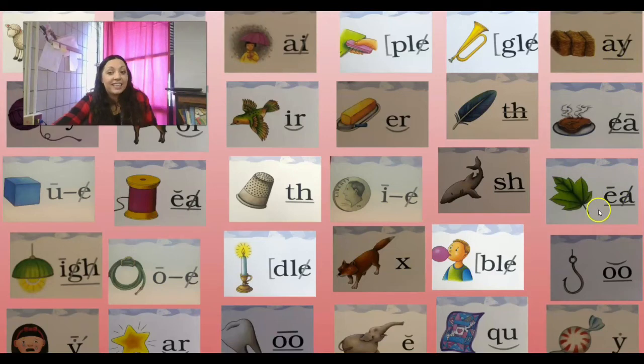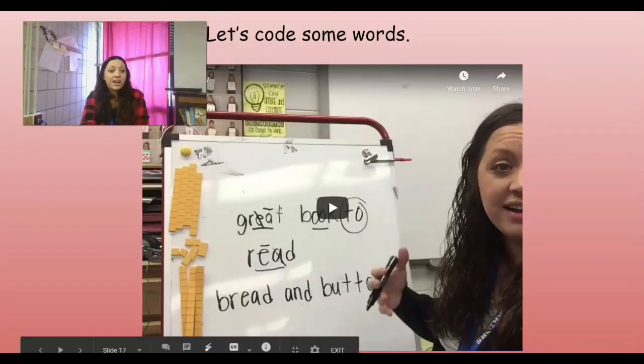You can see where we added leaf yesterday, but here's steak. And remember, steak makes the long A, so we'd say steak, A, digraph EA. And then we have EA over here too, and we'd say thread, digraph EA, because look, it's making the short E sound. All right, now let's practice coding some of those words that have that EA in it.